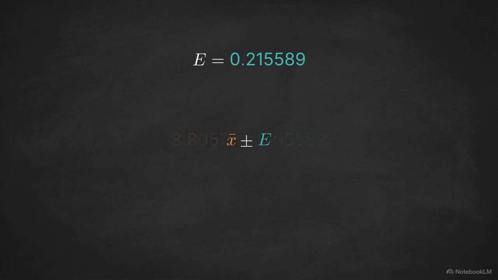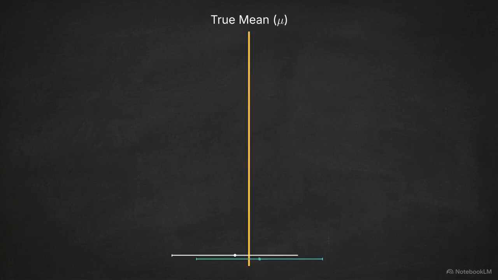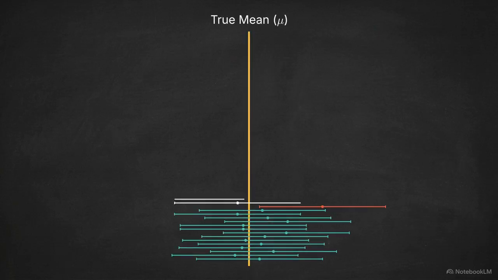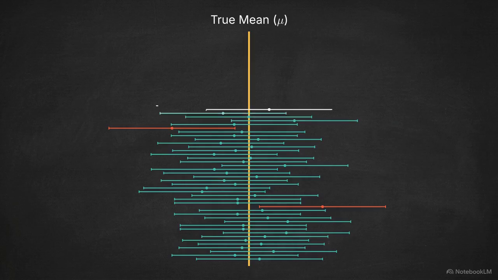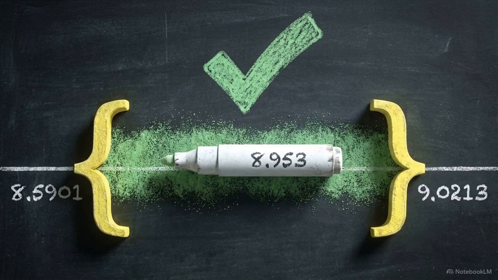Applying this margin to our sample mean defines the final boundaries, 8.5901 grams to 9.0213 grams. This means that if we ran this 6-candy sample infinitely, 95% of the generated intervals would successfully capture the true factory-wide average. The factory's target of 8.953 grams sits inside our calculated boundaries. Because the target falls within the interval, the manufacturing process is statistically verified.